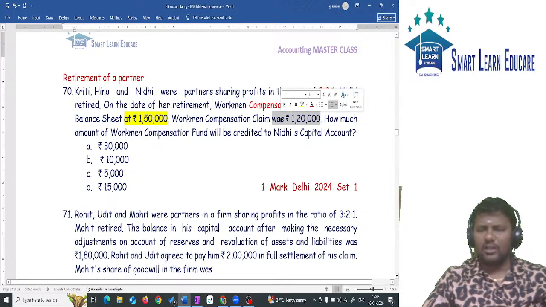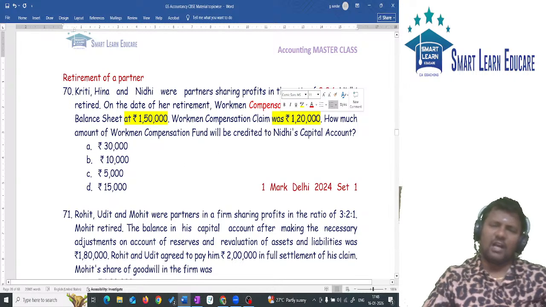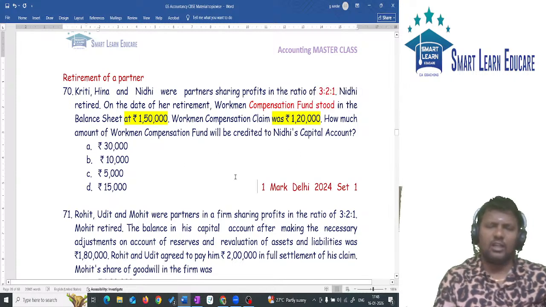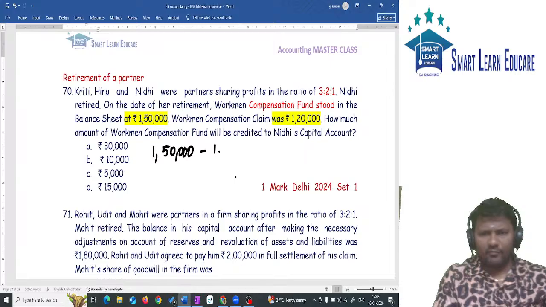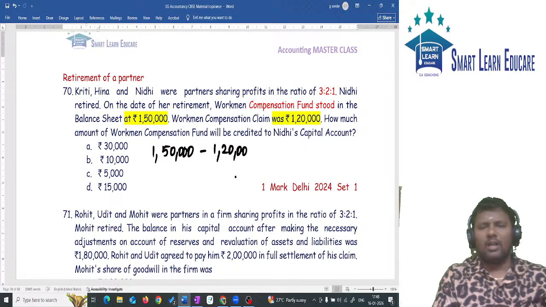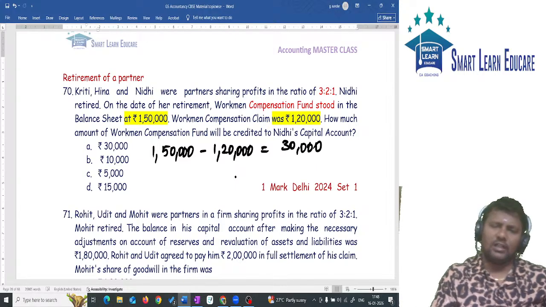But the claim is only 1,20,000. Still, how much balance do we have? 30,000 we have. This balance of 30,000 will be transferred. How is it 30,000? We have a fund of 1,50,000 minus the claim of 1,20,000, which gives you 30,000. This 30,000 will be transferred to the partners' capital.